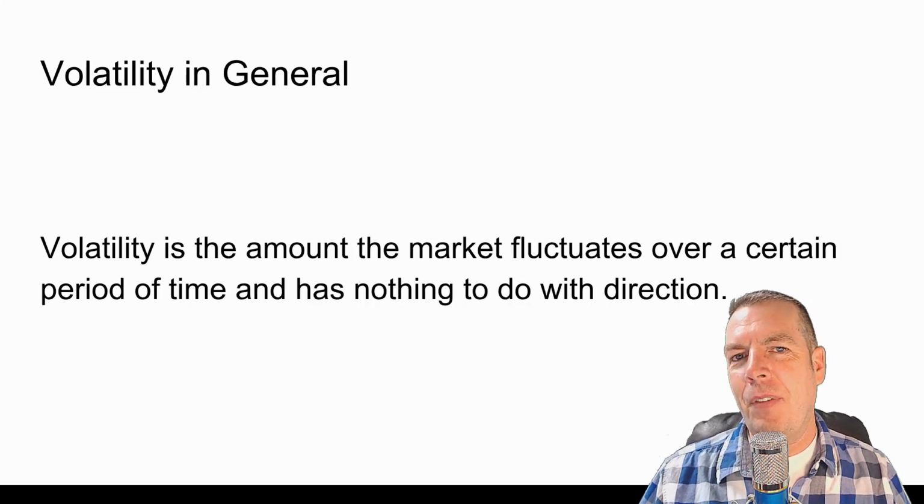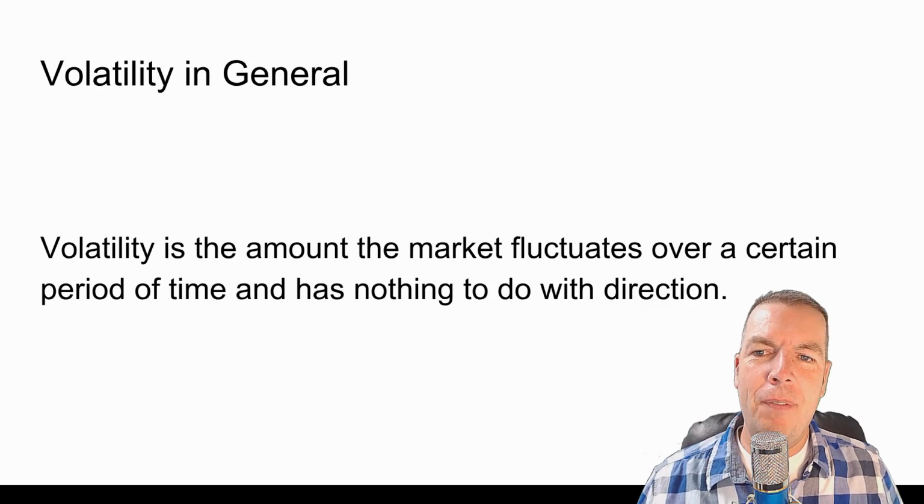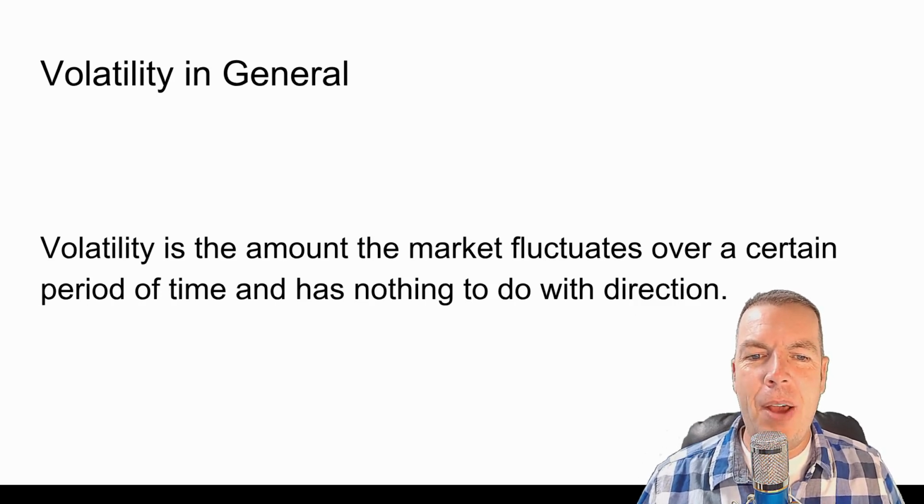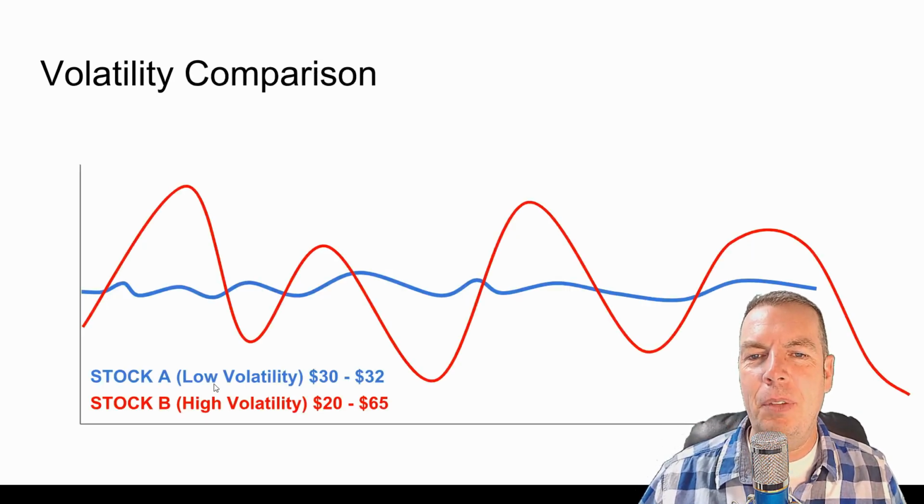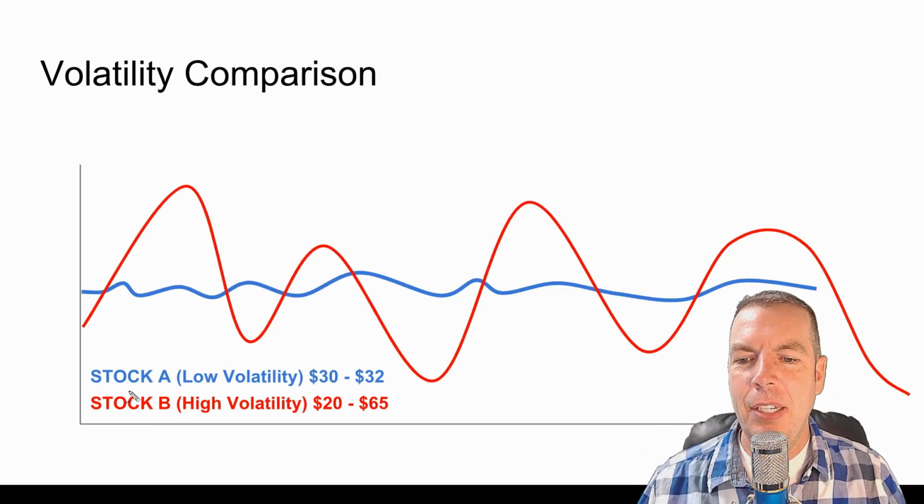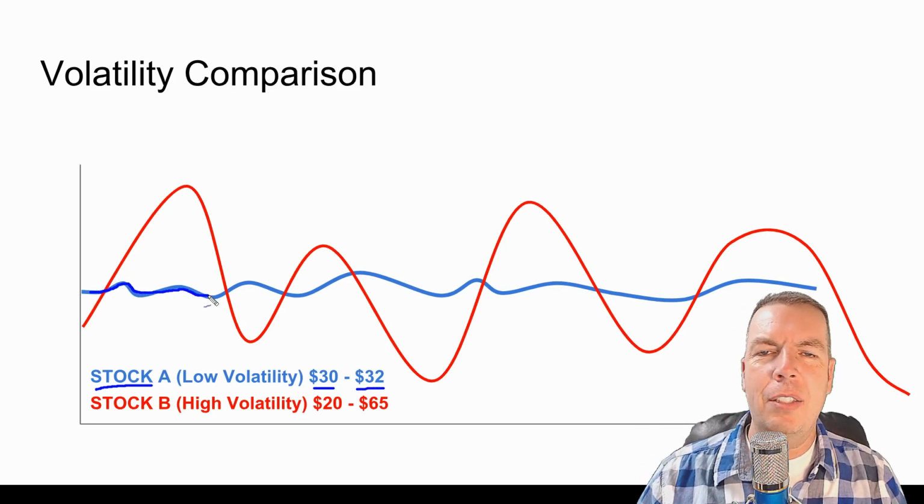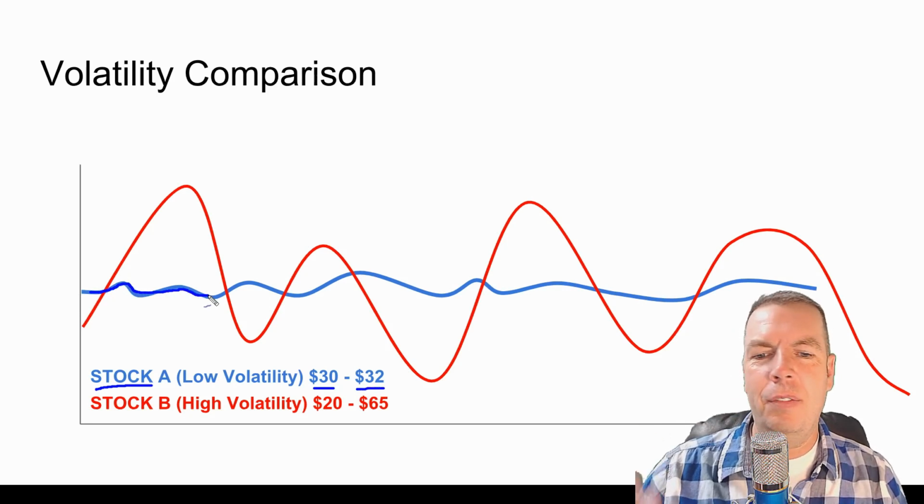So let's talk about volatility in general. Volatility is the amount the market fluctuates over a certain period of time, and it has nothing to do with direction. Let's take a look at a couple of stocks to illustrate this point. Stock A is a low volatility stock. You can see it trades in a very narrow range, let's say from about $30 to $32. You can see this blue line here. It's not moving very much. It's just kind of docile, not a lot of movement in the stock, not a lot of fluctuation.